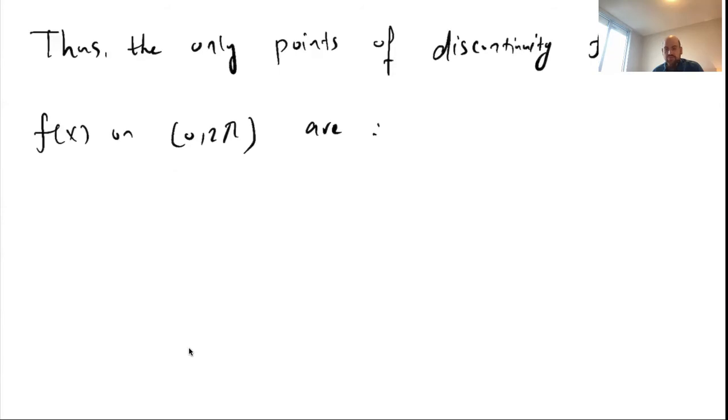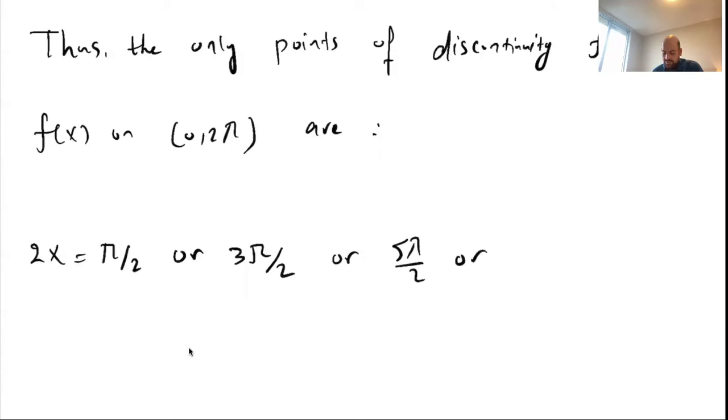which points? So we want cos 2x to be 0, so that means 2x could be equal to pi over 2 or 3 pi over 2 or 5 pi over 2 or 7 pi over 2 or 9 pi over 2. Now, 9 pi over 2 is more than 2 pi, but this is the value of 2x. If 2x is 9 pi over 2, x will be 9 pi over 4. Yeah, sorry. So 9 pi over 4 is also more than 2 pi. So we should stop at 7 pi over 2.